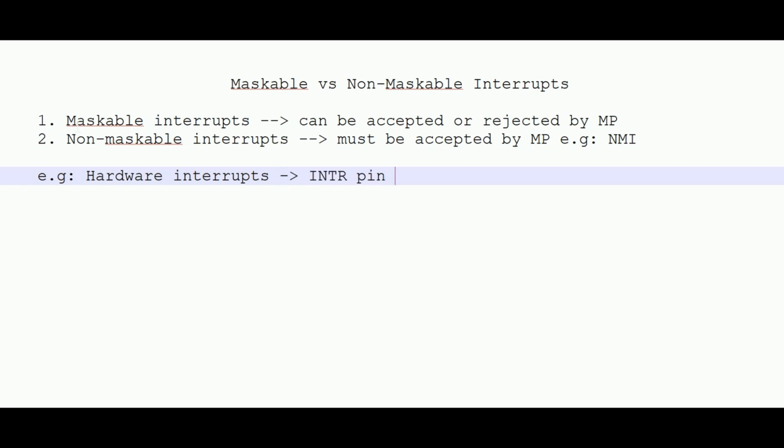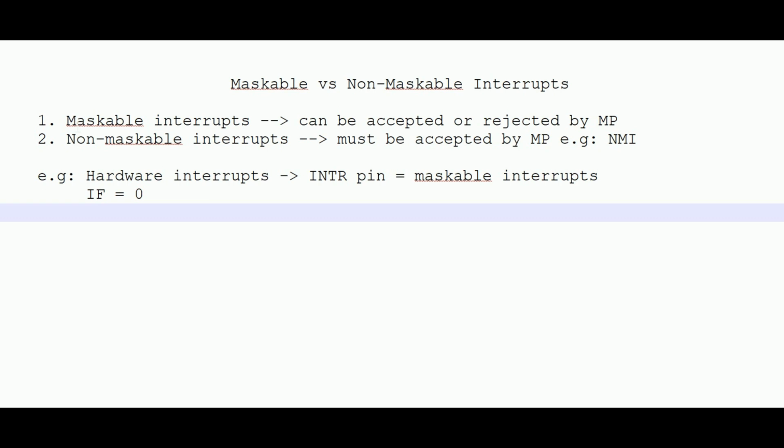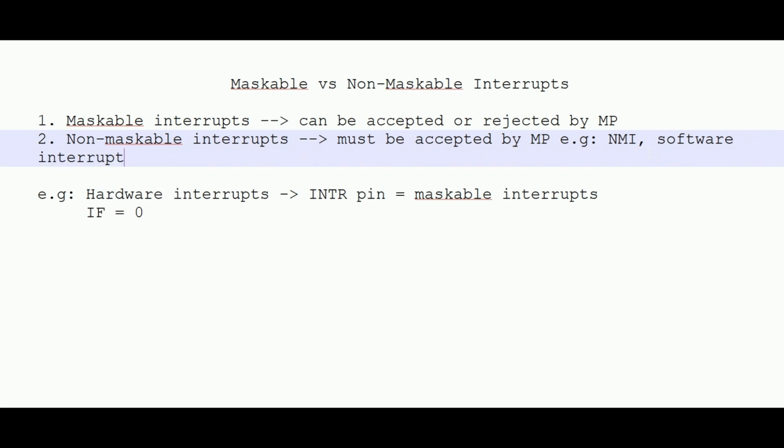Now, just now you have seen the case of the INTR pin. So whenever any peripheral device interrupts the microprocessor by means of the INTR pin, they all are maskable interrupts. So how can they be masked? Just now we have seen they can be masked by setting the interrupt flag equal to 0. And the interrupts through the NMI pin as well as all your software interrupts are non-maskable. So I can write here, along with NMI, all the software interrupts. So both of these are non-maskable interrupts.